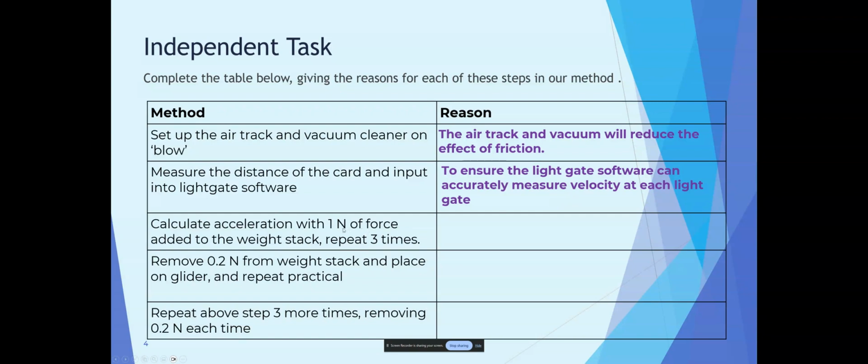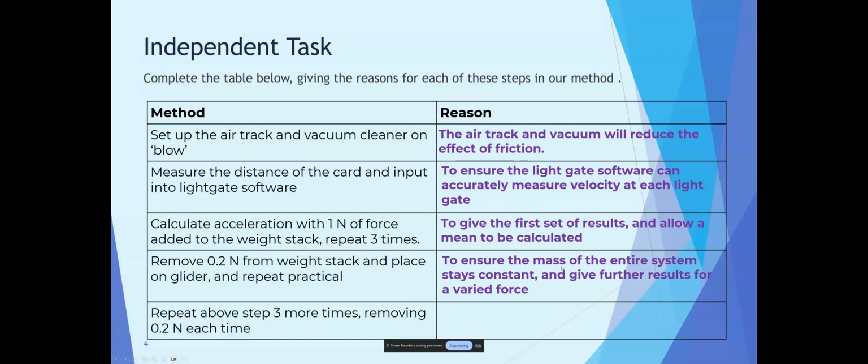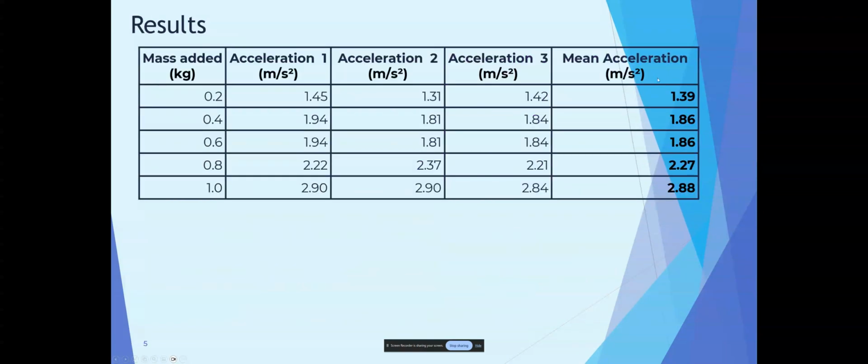Calculate acceleration with 1 Newton of force added to the weight stack. Repeat 3 times, to give the first set of results and allow a mean to be calculated. Remove some weight from the stack and place it on the glider and repeat the practical. This is to ensure the mass of the entire system stays constant and give further results for a varied force. All right, so that's a control, we want to keep it the same. And repeat the above step 3 more times, removing 0.2 newtons each time. We do that to vary the force further and give at least 5 sets of data. That's important to show a trend.